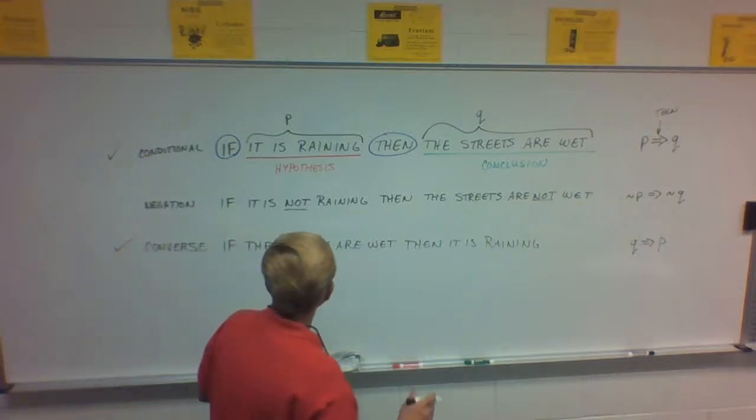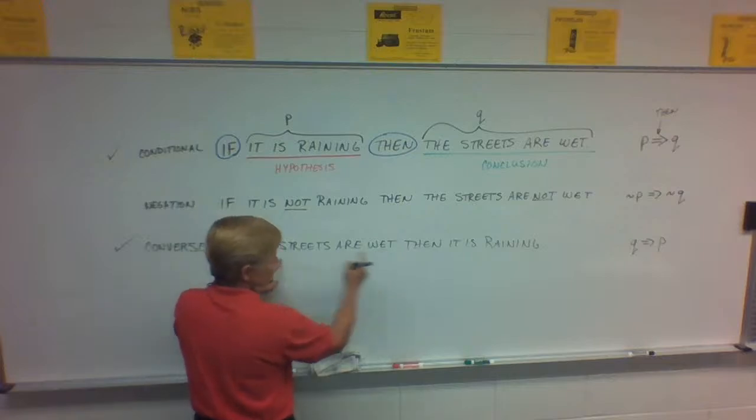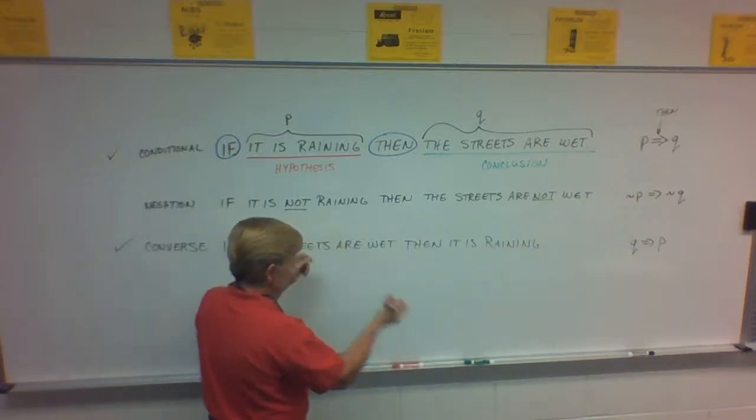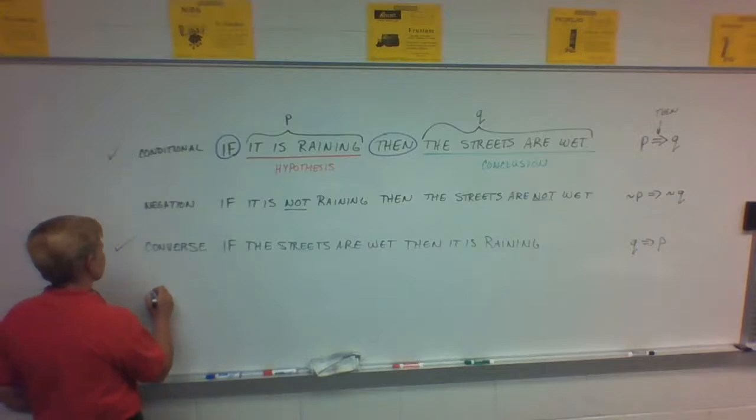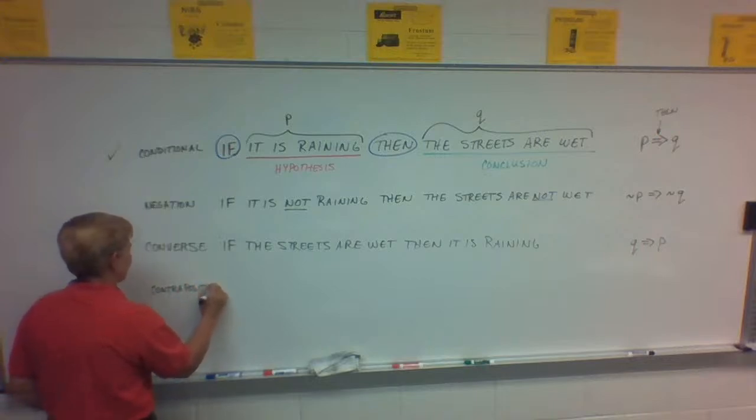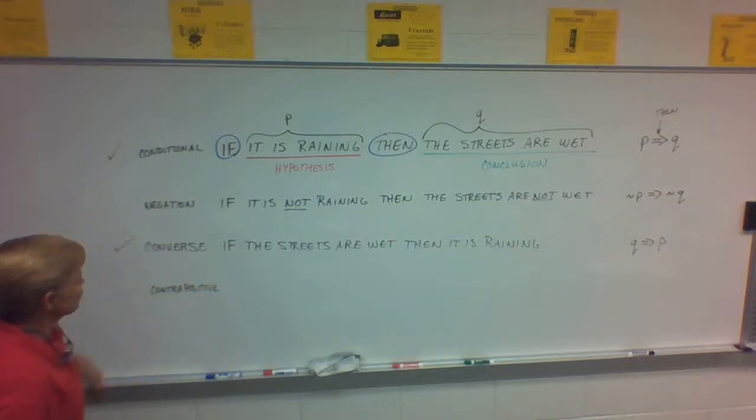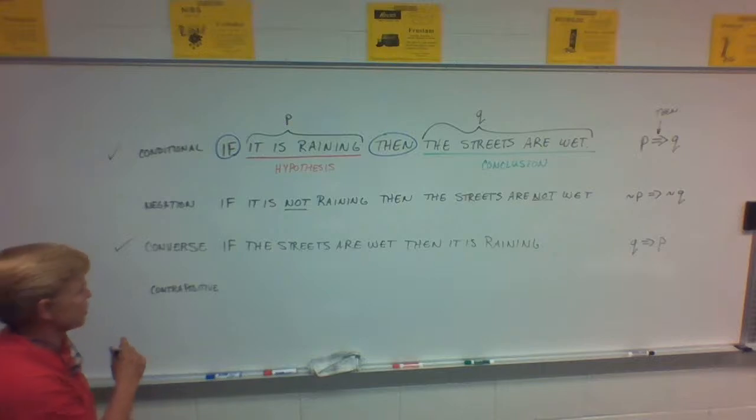Okay? So on this one, the streets are wet has become the hypothesis. Hence, Q implies P now. We switch places with them. And the last one is a weird name. It's called a contrapositive. And a contrapositive says, do the negation and it takes a converse of the negation. So we're going to negate things and switch things around.